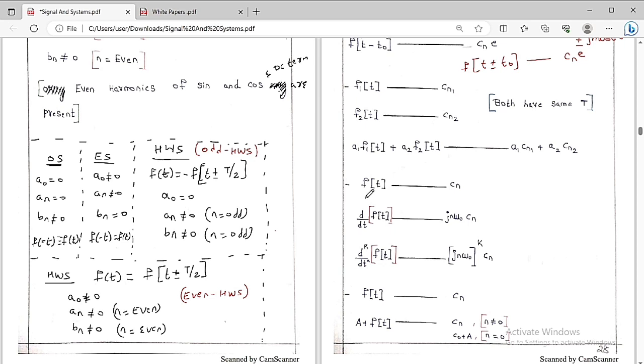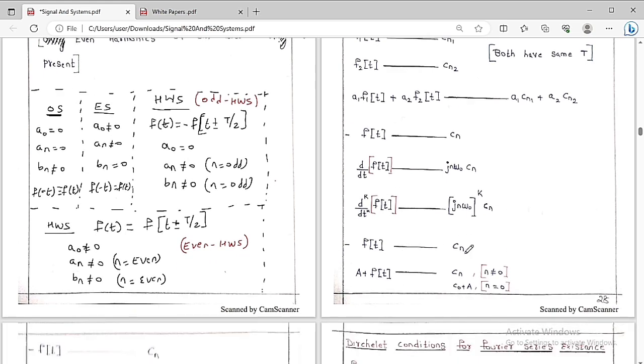For f of t, if the Fourier series coefficient is Cn, then the first derivative of f of t has the Fourier series coefficient j n omega naught Cn. The kth derivative of f of t has the coefficient j n omega naught to the power of k into Cn. And if f of t has the coefficient Cn, then A plus f of t is nothing but a new signal. This is a DC shift, where you shift the signal upward or downward with the help of A.